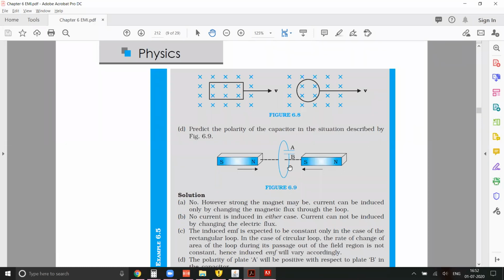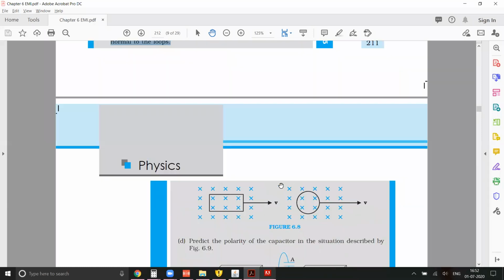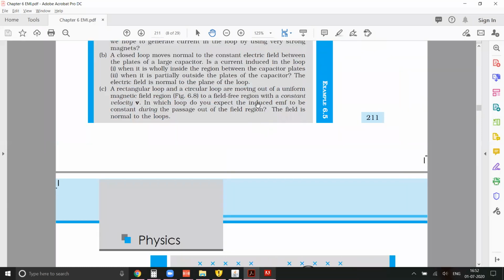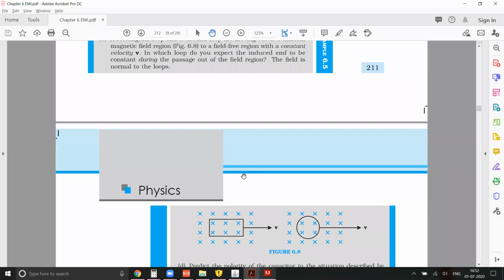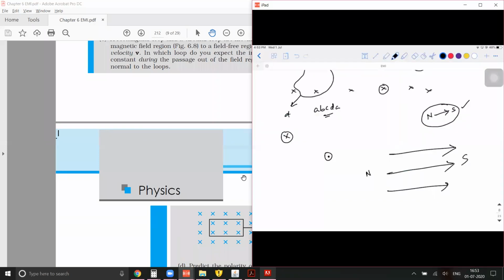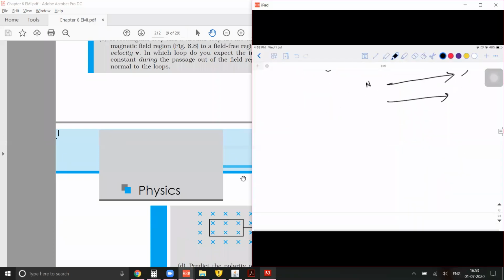So what is it they are saying? This is a very important question, concentrate. In which case do you expect the induced EMF to be a constant during the passage of time? So induced EMF depends on what? Magnetic flux. The change in flux per unit time.